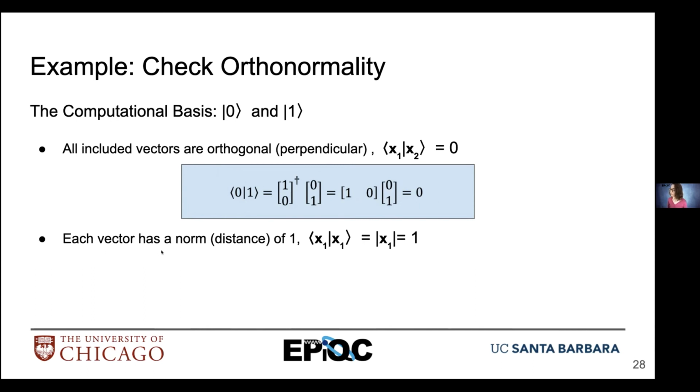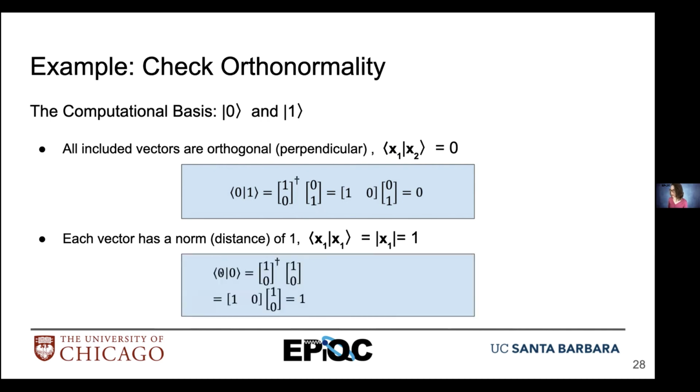Next, we have to check that each vector has a norm or a distance of 1. So once again, we're going to be applying that inner product. This time, we're going to do the multiplication with the inner product of each vector with itself. So we have to make sure that it has an absolute value of 1. So we can check that here. We have bra 0 inner product with ket 0. So we do our element-wise multiplication because we do row times column. So here we have a 1 times 1 plus 0 times 0. That gives us a 1.